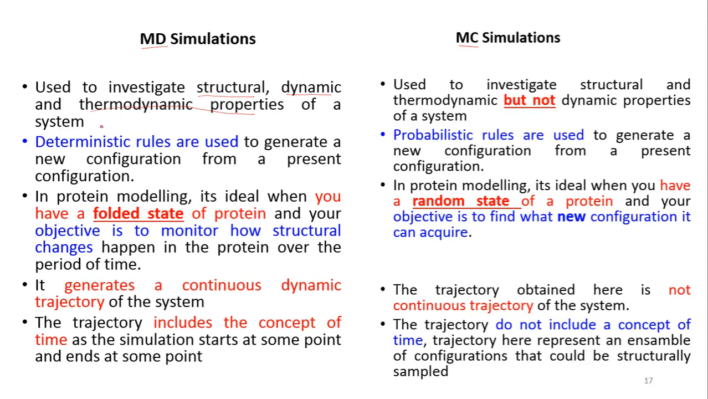As I have already mentioned, deterministic rules are used to generate a new configuration from the present configuration. If this is the initial state of the system, after some time you would calculate the state of the system when some delta t time has passed. Whatever new configuration is generated after some specified time interval is what we call the time step. To do this, we use something called deterministic rules. If you are using deterministic rules in finding out what the new configuration might look like, then you are performing MD simulation. While over here, probabilistic rules are used to generate a new configuration from the present configuration.